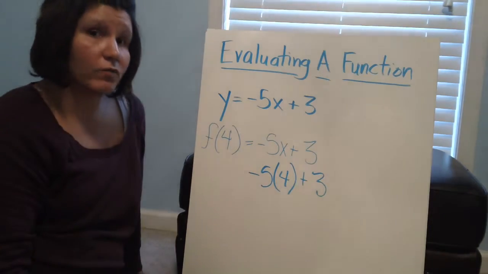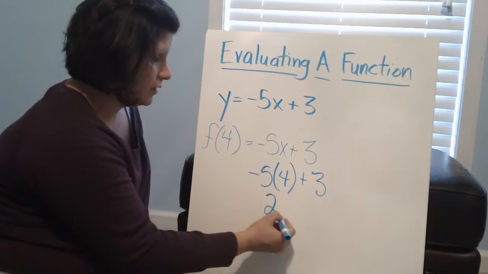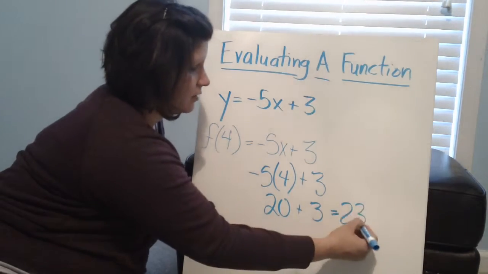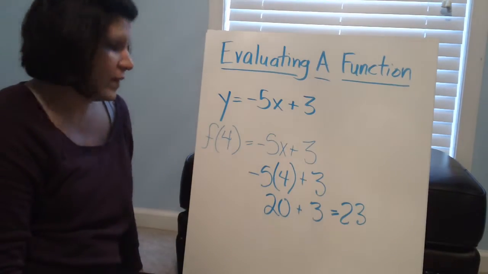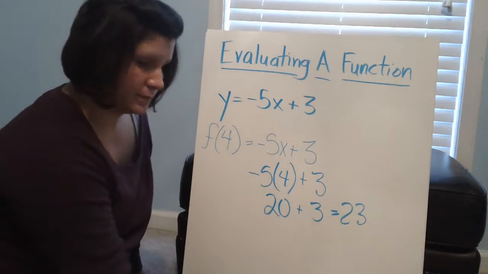Now let's evaluate for f of x. Negative 5 times 4 is 20, and 20 plus 3 is 23. So when x is 4, f of x is 23. Let's take a look at a more challenging function.